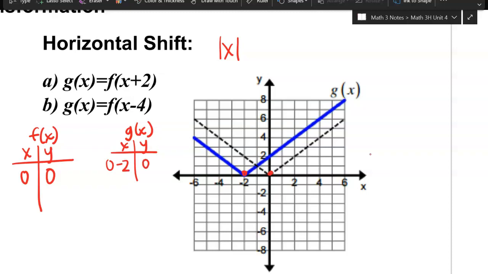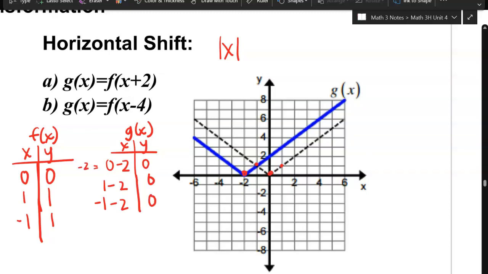You could also look at our points. So we have 1, 1, and negative 1, 1. So we would also subtract 2 for those. But our y values would stay the same. So negative 2, this would be negative 1, this would be negative 3. So notice how those shifted over.